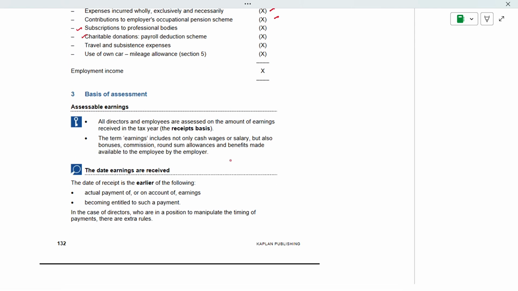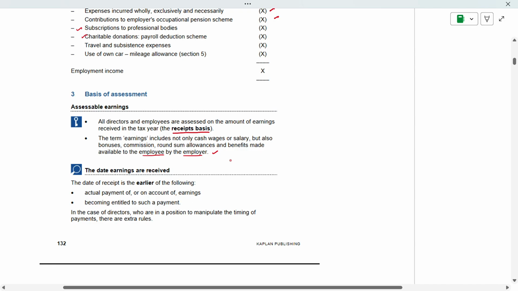Now all directors and employees are assessed on the amount of earnings. On what basis? Receipts basis, that is, when you are receiving. The term earnings includes not only cash or salary but also bonus, commissions, allowances, and benefits made available to the employee by the employer.